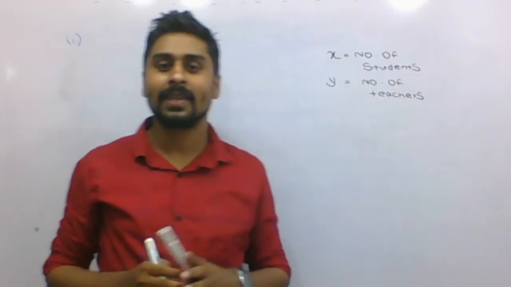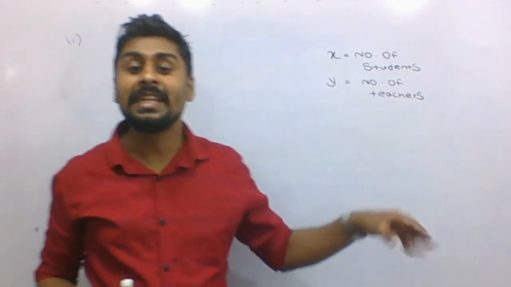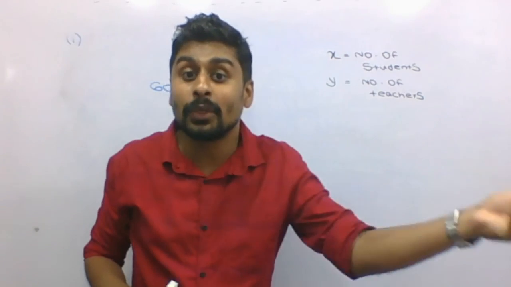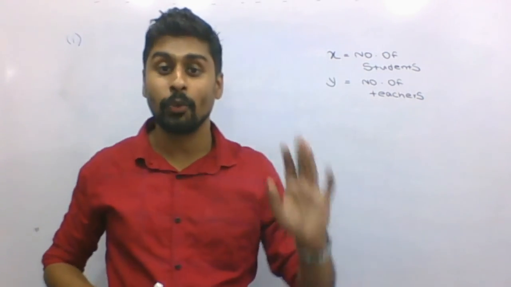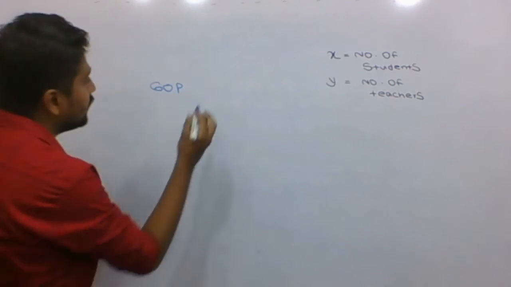How much was given to the teachers? One teacher gets Q amount in the new method. So how many teachers are there? 15 teachers. So altogether what is the total amount given to the teachers? For one teacher it is Q amount. How many teachers? 15. So 15 into Q, 15Q.